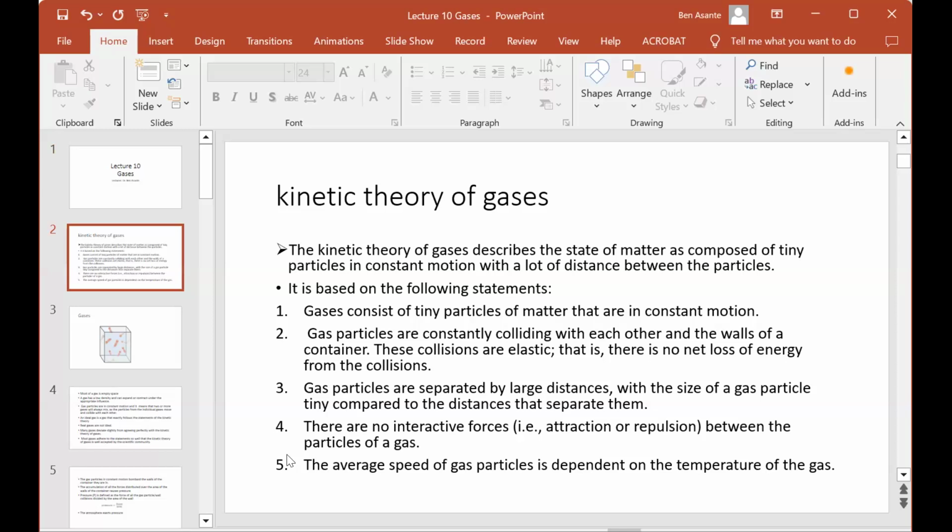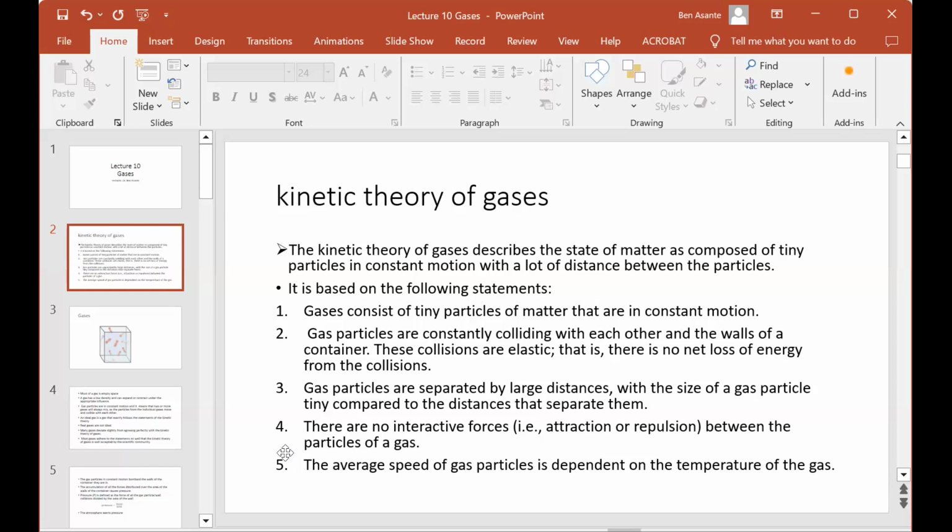The kinetic theory of gases describes the state of matter as composed of tiny particles in constant motion with a lot of distances between the particles. Right? It's based on the following statements. Gases consist of tiny particles of matter that are in constant motion. Gas particles are constantly colliding with each other and with the walls of the container. And these collisions are elastic. When we say it's elastic, that means there's no net loss of energy from the collision.